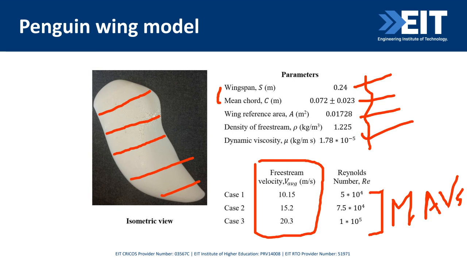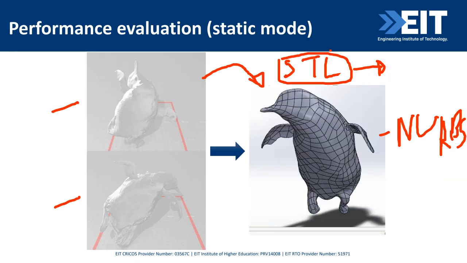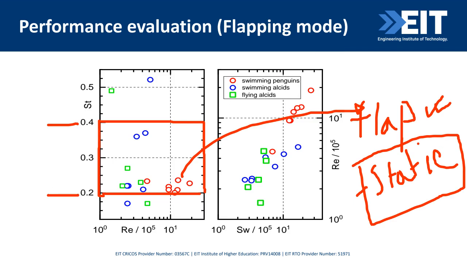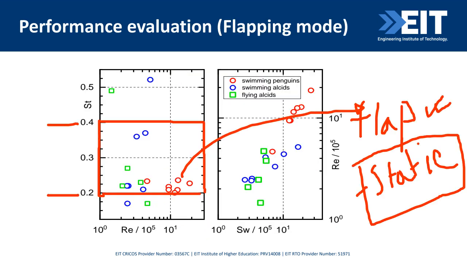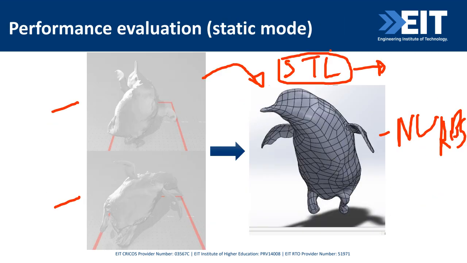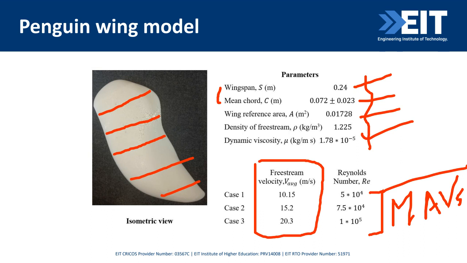So where do we get the Reynolds number range? That was the figure from where we get it. So this is the range, 10 to the power 4 to 10 to the power 5. We did our simulation in this range. We randomly selected these 3: 5 into 10 to the power 4, 7.5, and 1 into 10 to the power 5. That's the minimum, that's the medium, and that is close to maximum.